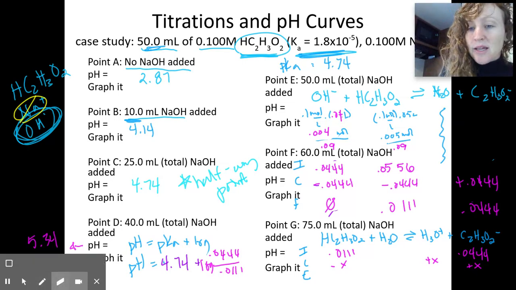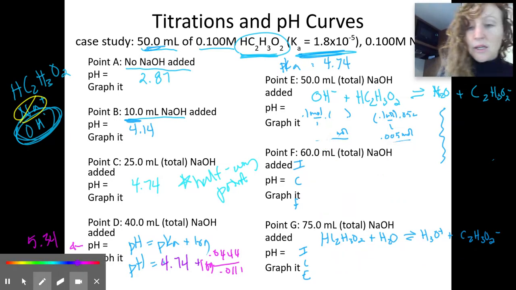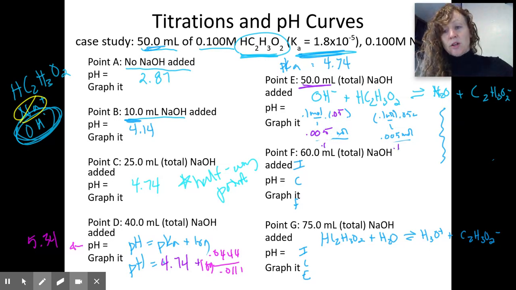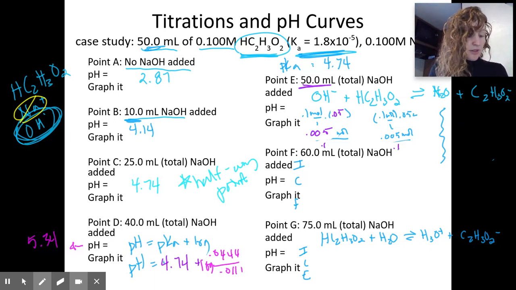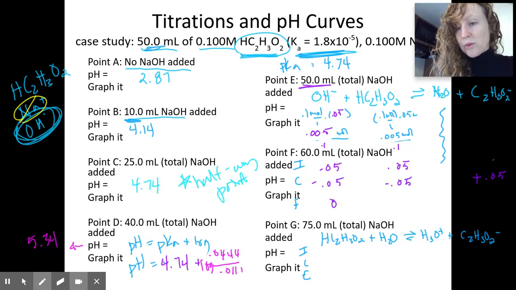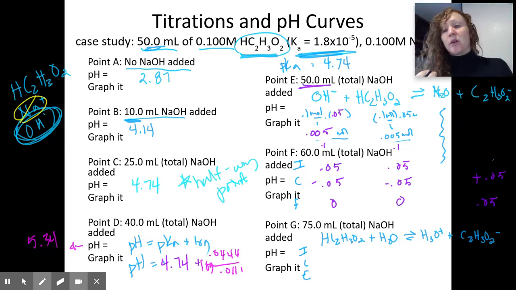Let's erase anything affected by the volume increase of the strong base. Now I have 50 milliliters being added of my strong base, so I have a total of 100 milliliters. So 0.05 of my base over 0.1, 0.05 of my acid over 0.1. No matter what that is, it's going to be the same. So 0.05, 0.05, they're going to run out at the same time. So what would we call this point? We would call it an equivalence point.